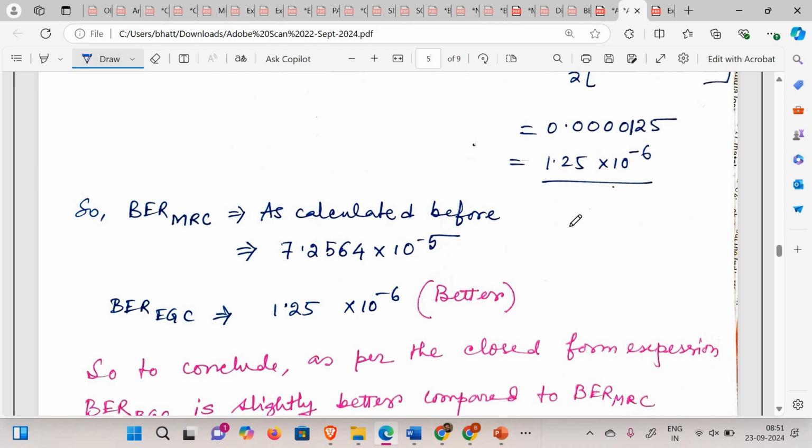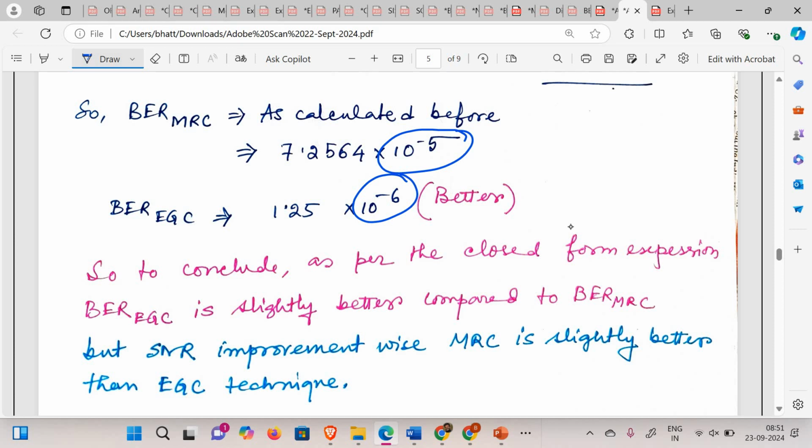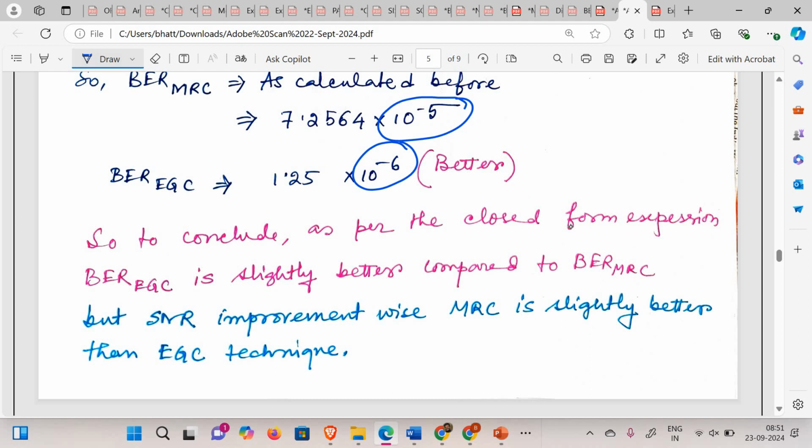Although on an average it won't happen, this is just a specific sample we have taken. So you can see that in terms of the amplitude, ignore that. This is 10 to the power minus 5, this is 10 to the power minus 6. Alright, so the difference lies somewhere here. So it is slightly better. Although in terms of SNR improvement, MRC leads EGC, in terms of BER, EGC is slightly better compared to MRC. So somehow there is a compromise that needs to be made, depending on what you want to achieve. Which one do you choose amongst the systems? Alright, so to conclude, as per the closed form expression, the BER of EGC is slightly better compared to MRC, but for SNR improvement, MRC is slightly better than the EGC technique.